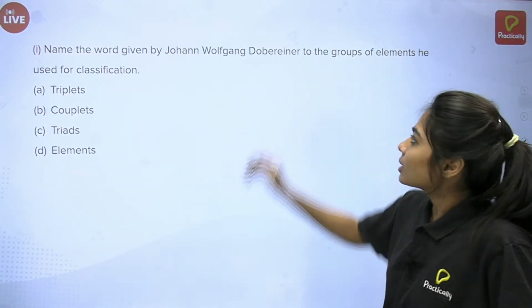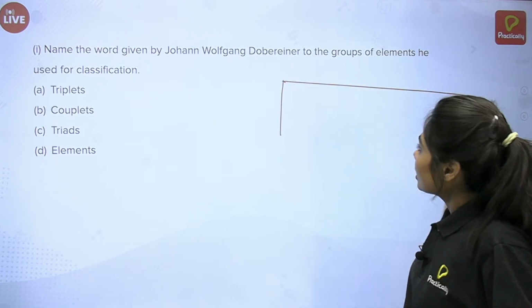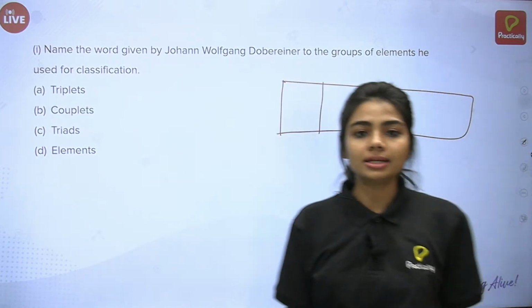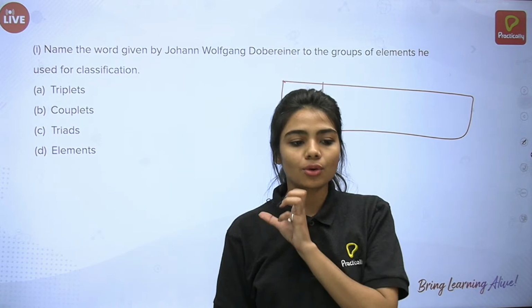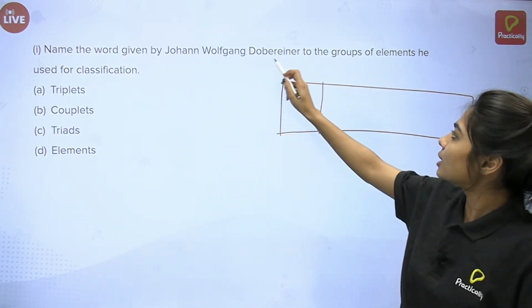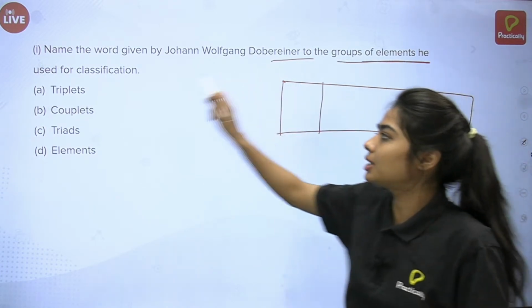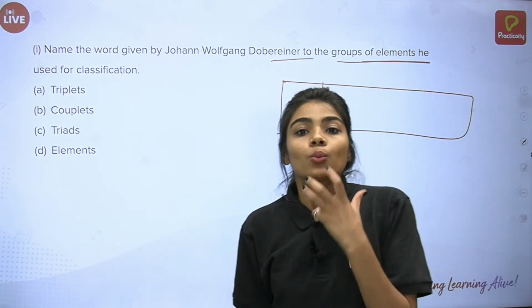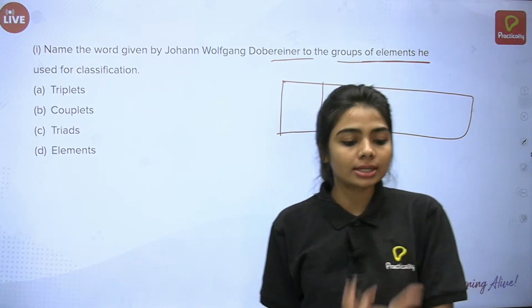So here there is a Dobereiner's triad. Now name the word given by Johann Wolfgang Dobereiner to the group of elements he used for the classification. Which word did he use for his classification?